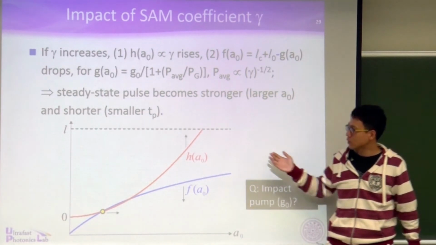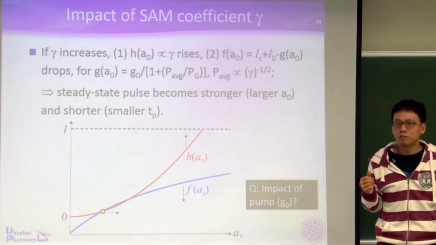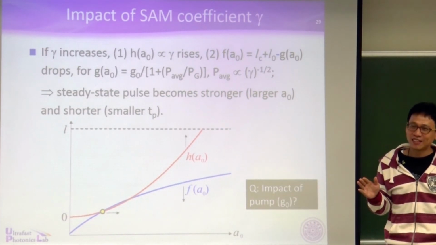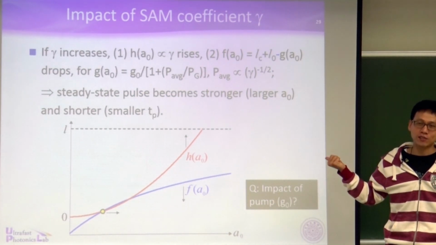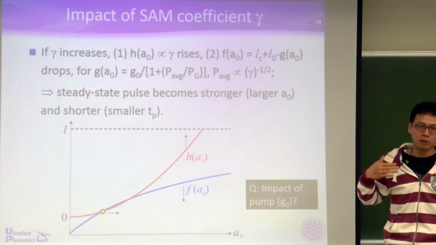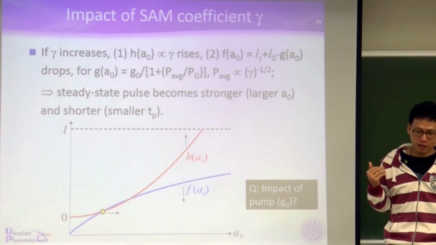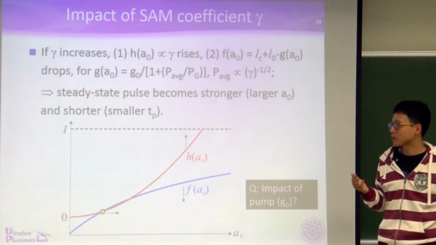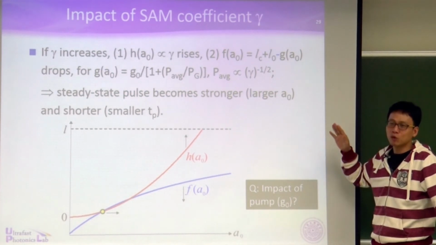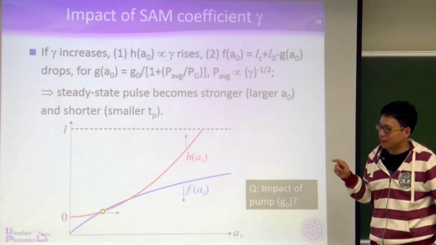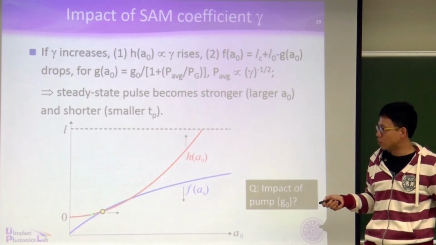And how about the loss saturation curve? Basically unchanged. It's up to your laser pulse, right? It's a fast saturable absorber. It's independent of your average power. It's about your peak power, right? So one curve does not change. The other curve will move up or down. And you can predict how the intersection point moves.